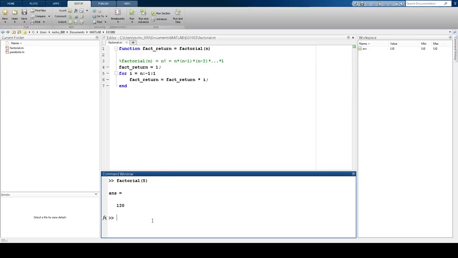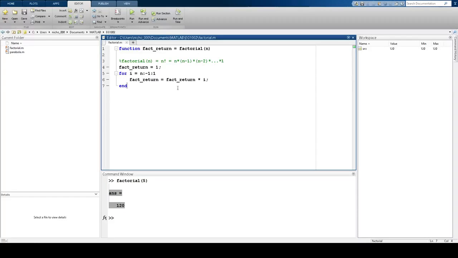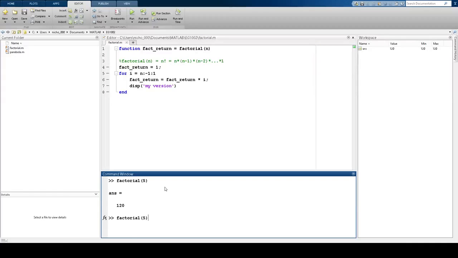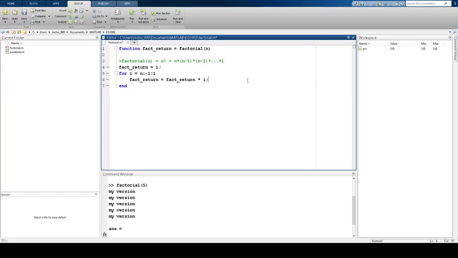Now the astute students out there might realize that factorial is also a built-in function that does this exact same thing. How do we know that we're running my version? I'm just going to put in a little disp saying my version. I know that MATLAB preferentially uses the local version first before moving on to the inbuilt functions. But just to show this, I'll save that, run it again, and it says my version 5 times. So it's definitely using my version of the function.